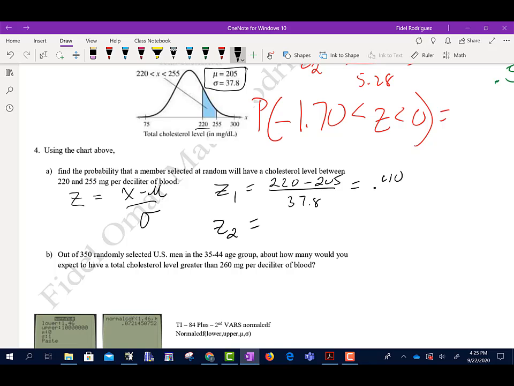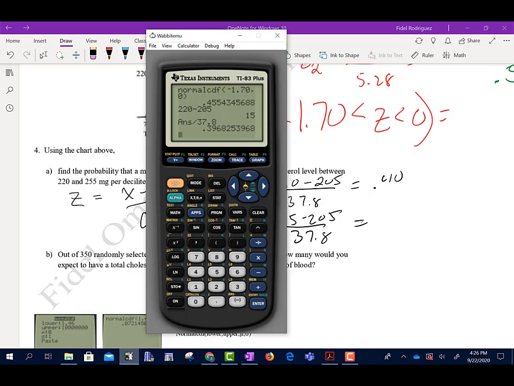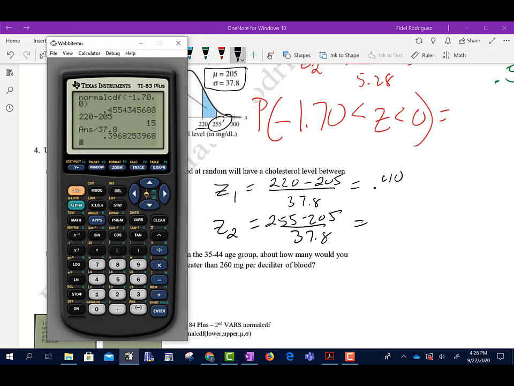Let's find our second z-value. What was the other one? 255. So 255 minus 205 over 37.8. When I subtract, 255 minus 205 is 50, divided by 37.8. And I'm coming up with 1.32.